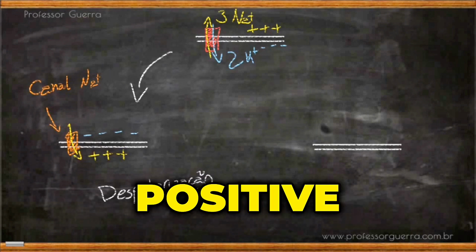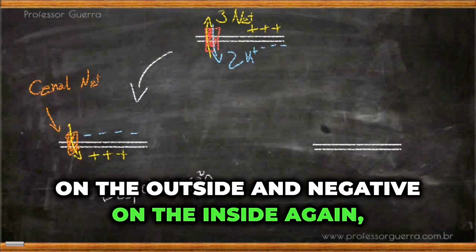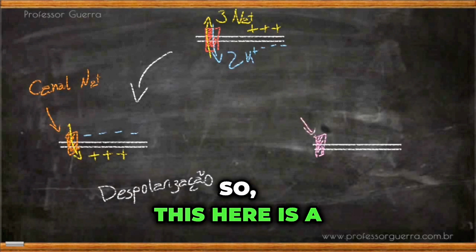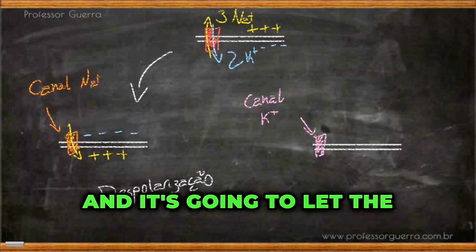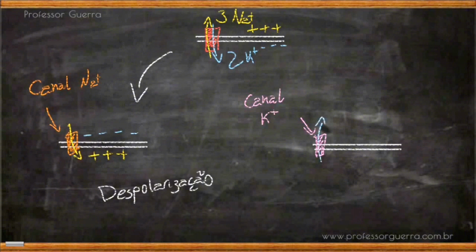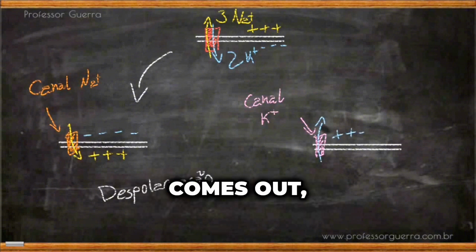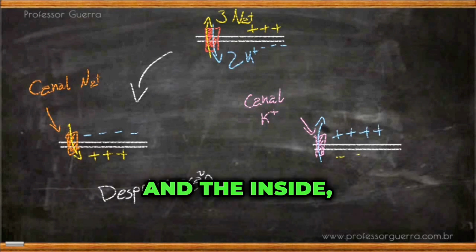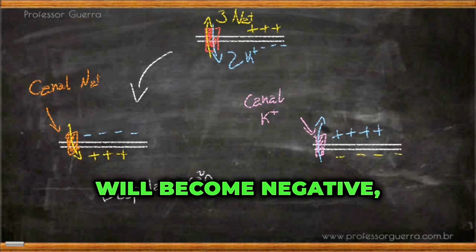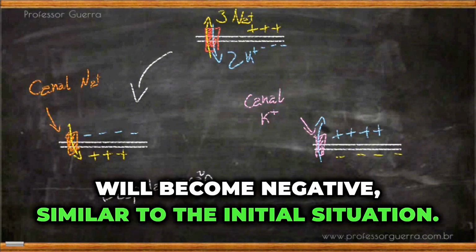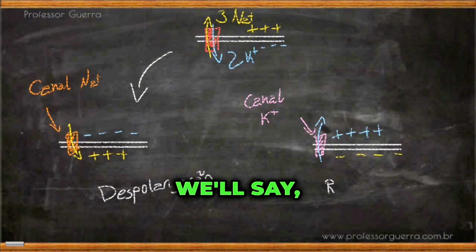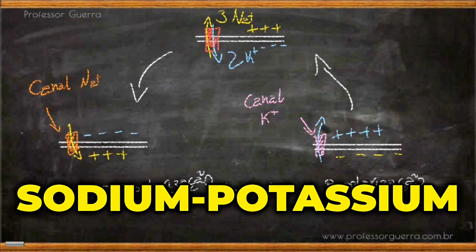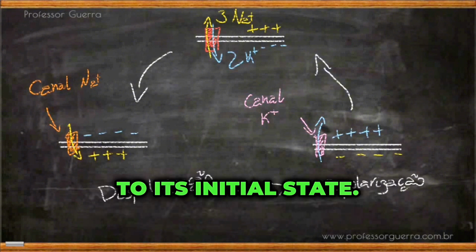Now, to put positive on the outside and negative on the inside again, we're going to open a channel, this time for potassium. So this here is a potassium channel, and it's going to let the potassium out. All this positive charge comes out. The outside becomes positive again due to potassium, and the inside, by comparison, will become negative, similar to the initial situation. We'll say then that the membrane is repolarized, and then the sodium-potassium pump returns everything to its initial state.